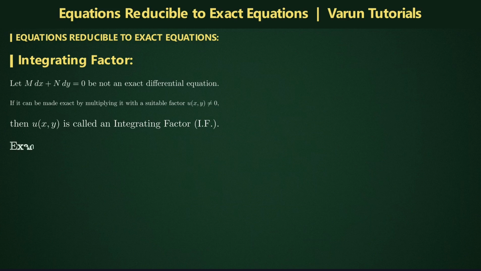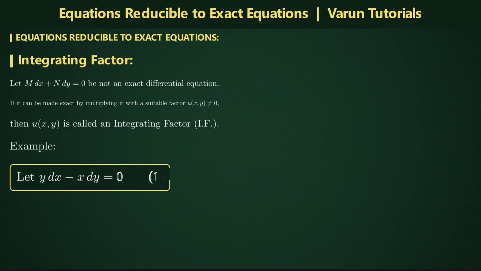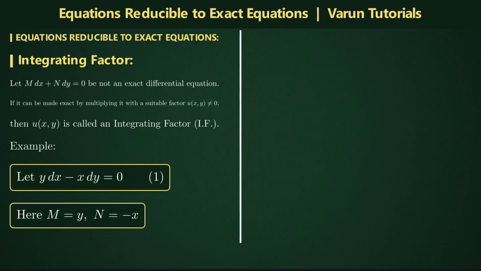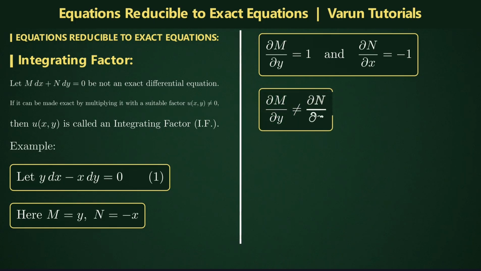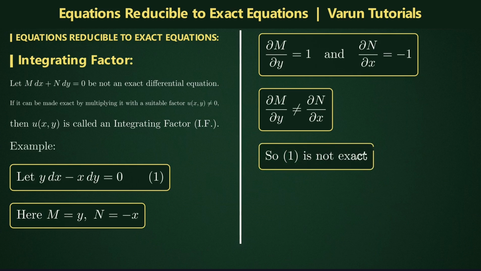Let us understand this concept with a standard example. Consider the differential equation, y dx minus x dy equals 0. Let this be equation 1. Here, M is y and N is minus x. Differentiating them partially gives, the partial of M with respect to y is 1, and the partial of N with respect to x is minus 1. Since these partial derivatives are not equal, equation 1 is not an exact differential equation.